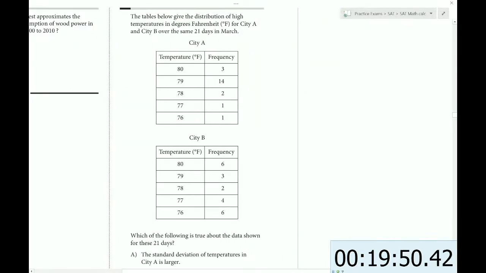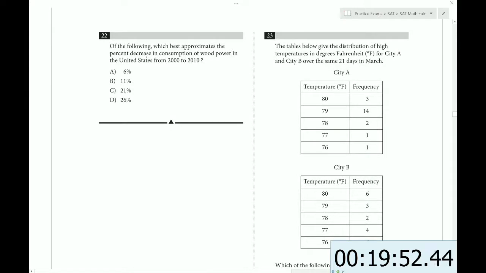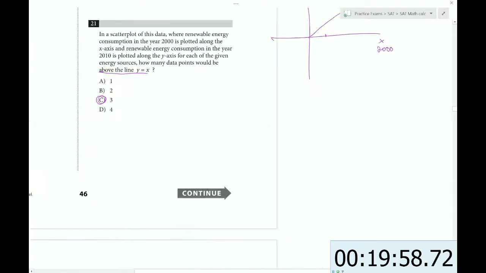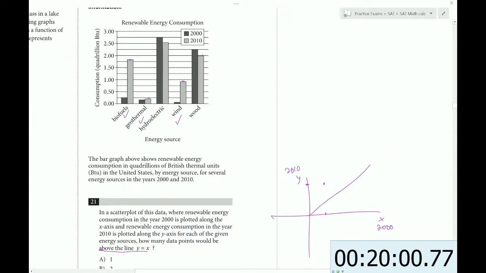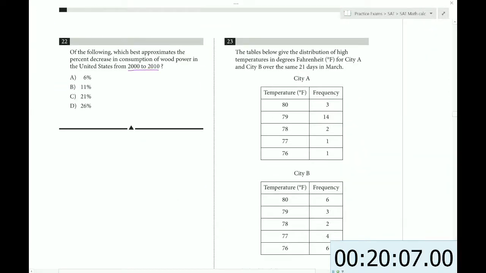Of the following, which best approximates the % decrease in consumption of wood power from 2000 to 2010? So let's get the numbers for that, for wood power. So we're looking at 2.25 versus 2.0. Okay, so we have 2.25 is the original, and then the final is 2.0.